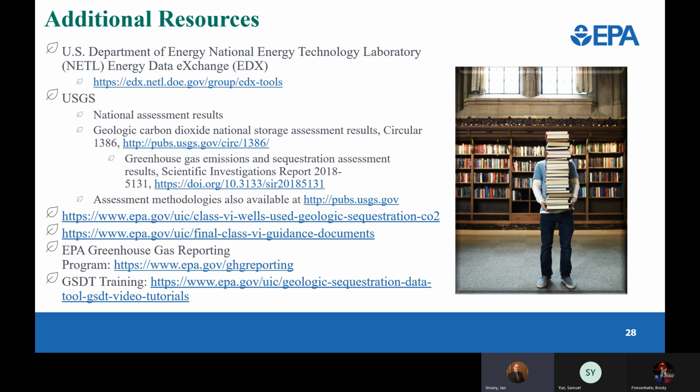Also, be familiar with the EPA greenhouse gas reporting. This is where you will be taken to finalize your MRV plan, and this will help set the stage for applicants to start receiving those 45Q tax credits. And also the GSDT training library is something we highly recommend for experience and getting used to utilizing this data tool.